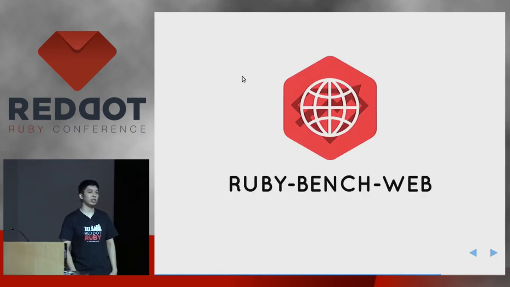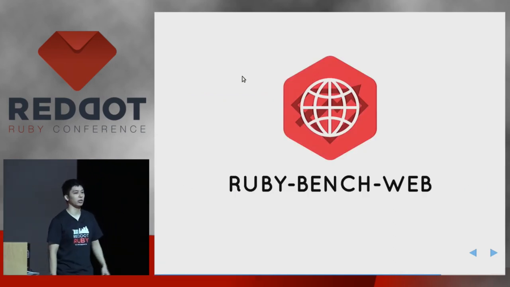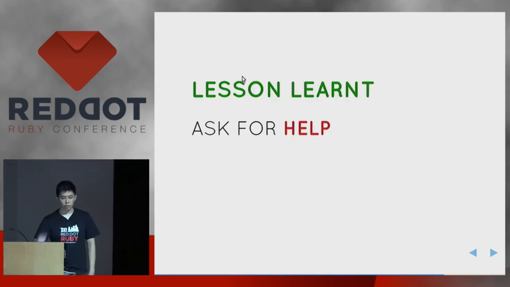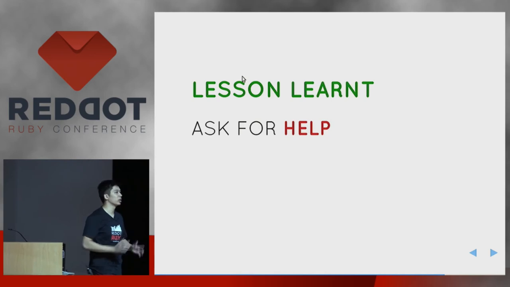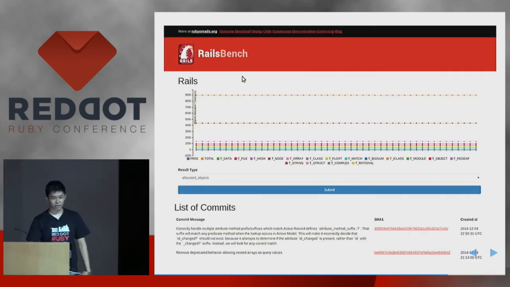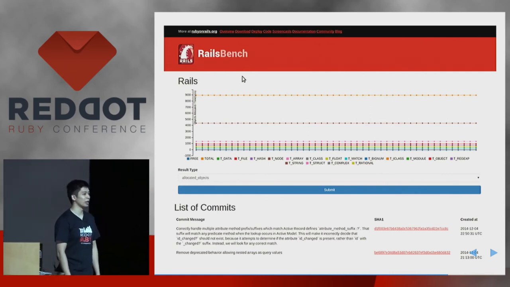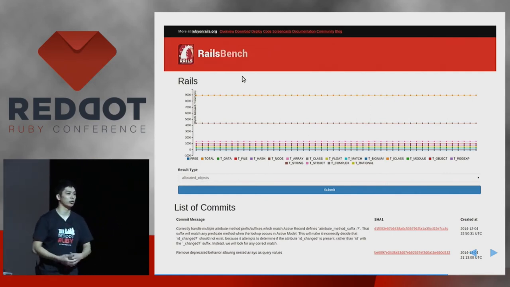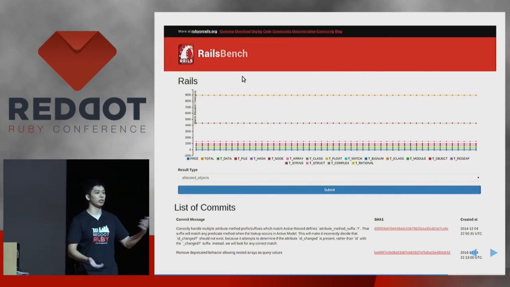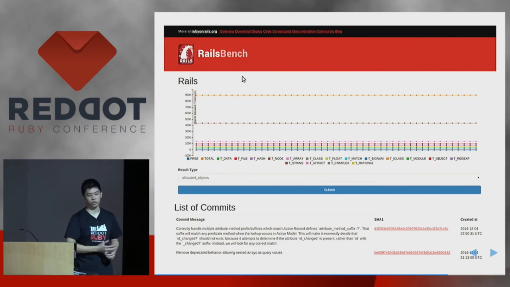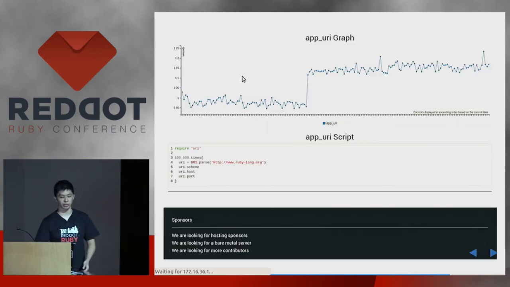Ruby Bench has different components. The first one is Ruby Bench Web, the whole front end that you see. The main lesson I learned when building the front end was to ask for help. This was the first version of Ruby Bench, or Rails Bench back then, because I had just completed Google Summer of Code. I was in contact with some of the Rails core team members. I wanted to build something for Rails. I wanted to benchmark Rails for every commit just to avoid all those performance regressions.